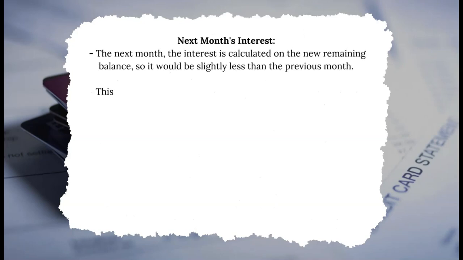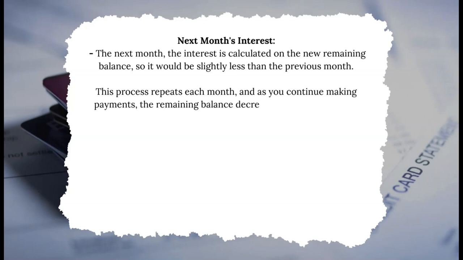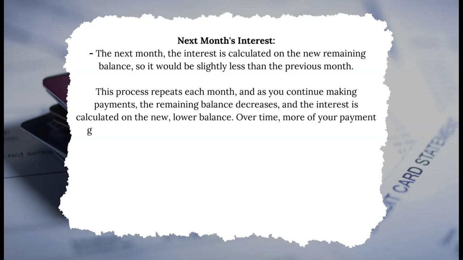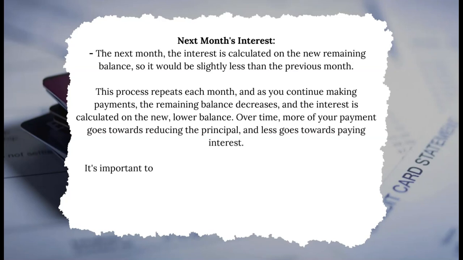So the next month, the interest is calculated on the new remaining balance, so it would be slightly less than the previous month. This process is going to repeat each month as you continue making payments. The remaining balance decreases and the interest is calculated on the new lower balance. So over time, more of your money is going to go towards reducing the principal and less is going to go towards paying the interest.